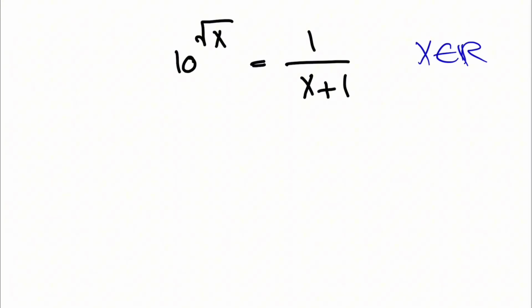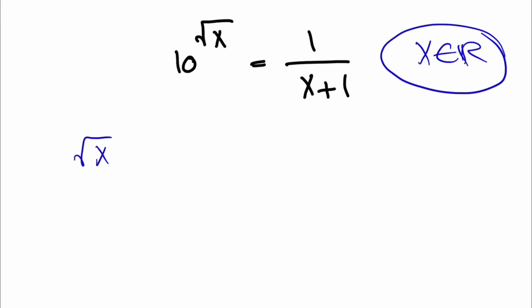One easy way to solve this question is just trying different numbers instead of x, since our x belongs to real numbers. It's not that hard to try different numbers and see which number works in this equation. Since we have the square root of x, from the domain of the square root our x has to be greater than or equal to 0, and we can try different numbers from here. One of them can be 0, so if you put 0 in here, we'll get 10 to the 0 is equal to 1 over 0 plus 1.